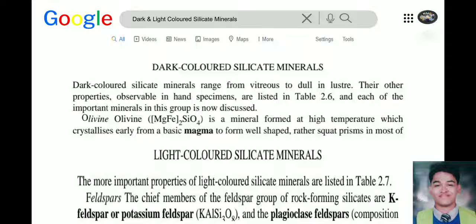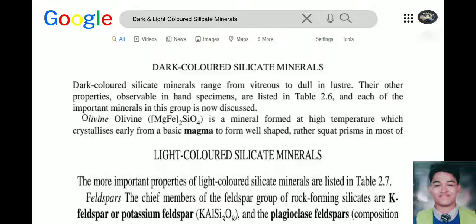For the dark-colored silicate minerals, these minerals range from vitreous to dull in luster, and one of the minerals categorized in the dark-colored silicate minerals is the olivine. The mineral olivine is a magnesium iron silicate. It is a type of neosilicate or orthosilicate.